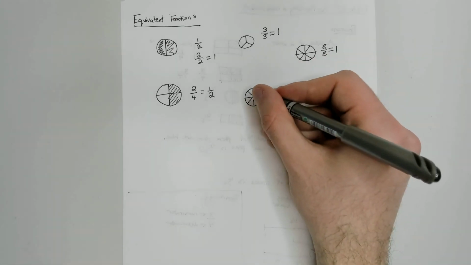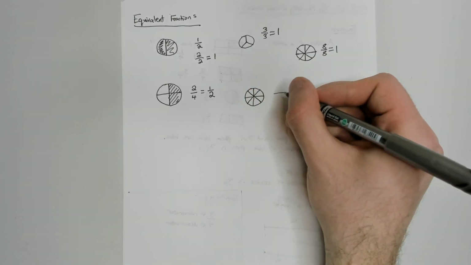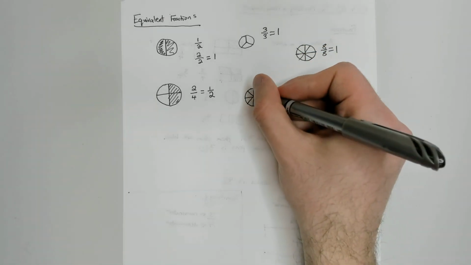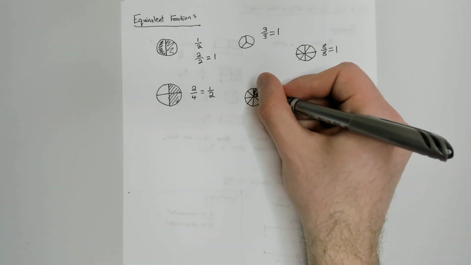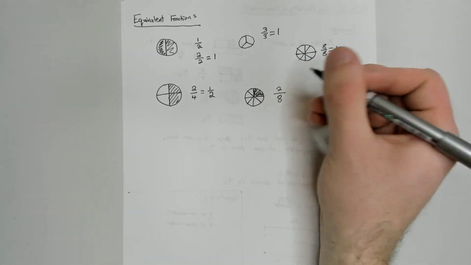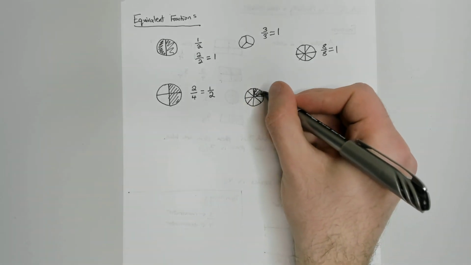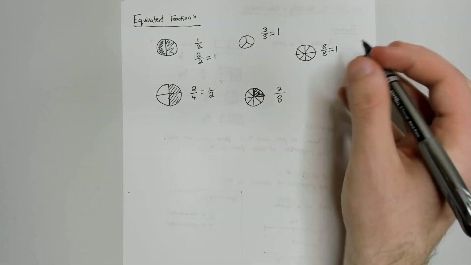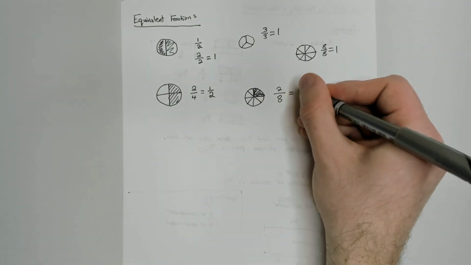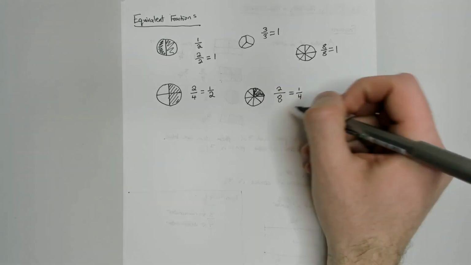So now we have 1, 2, 3, 4, 5, 6, 7, 8 pieces in our pie. And then Kieran and I each ate one of those eighths. So in total we ate 2/8 of the pie. But again, notice this right here is just 1/4 of the whole pie, right? So we see that 2/8 is actually just 1/4. So again, these are equivalent fractions.